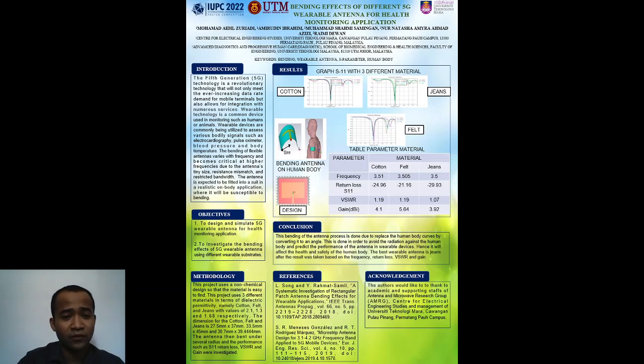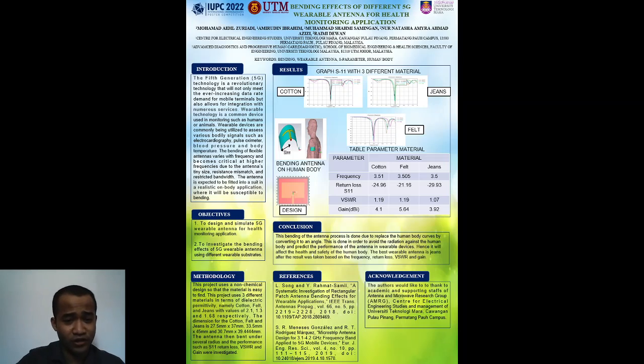To overcome the problem, two objectives were created. The first one is to design and simulate a 5G wearable antenna for health monitoring application, and the second one is to investigate the bending effect of the 5G wearable antenna using different wearable substrates.